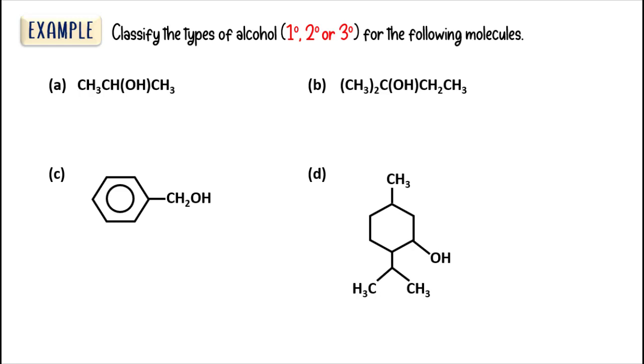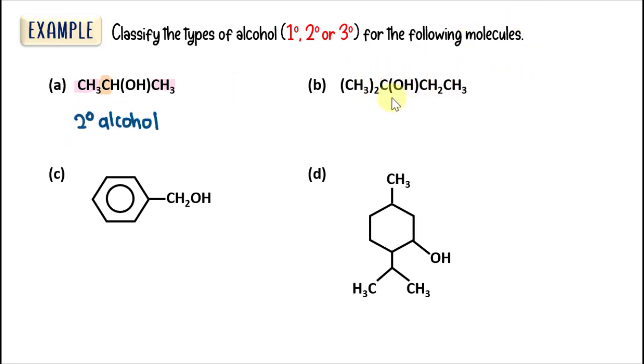Let's do some examples. For the first structure here, we have an OH group attached to this carbon. Let's label it. This carbon that bears the OH group has two alkyl groups attached to it. It is easier if you just look at how many carbons are next to it. Since here we have two carbons next to it, it is a secondary alcohol.